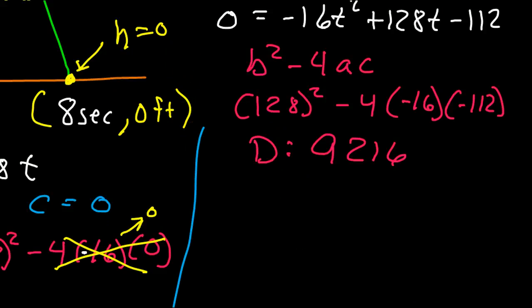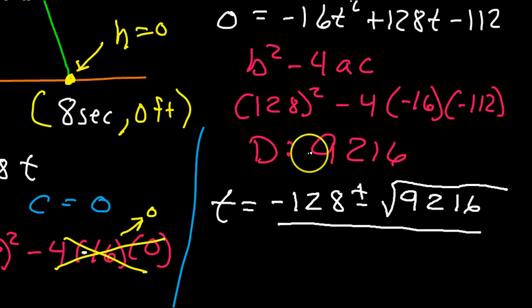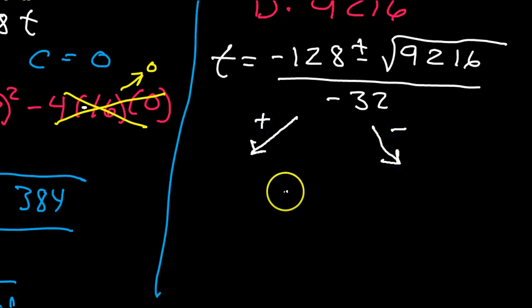Okay, so now we can go ahead and do the rest of the quadratic formula. So time will equal opposite of b, so negative 128, plus or minus square root, and there goes the discriminant, all over 2a. A is negative 16, so 2a will be negative 32. Alright, and we can put this in our calculator, once with a plus and once with a minus.